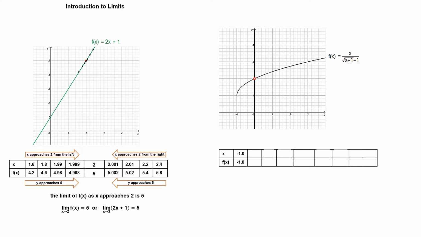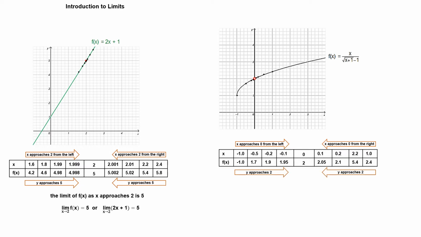To evaluate the limit of the function when x approaches 0, we begin by completing the following table with values around 0. In other words, x approaches 0 from the left and approaches 0 from the right. It's important to realize that the existence or non-existence of the function at x equals 0 has no bearing on the existence of the limit of the function as x approaches 0. In fact, it looks like we can make the y values as close to 2 as we like by making x sufficiently close to 0.